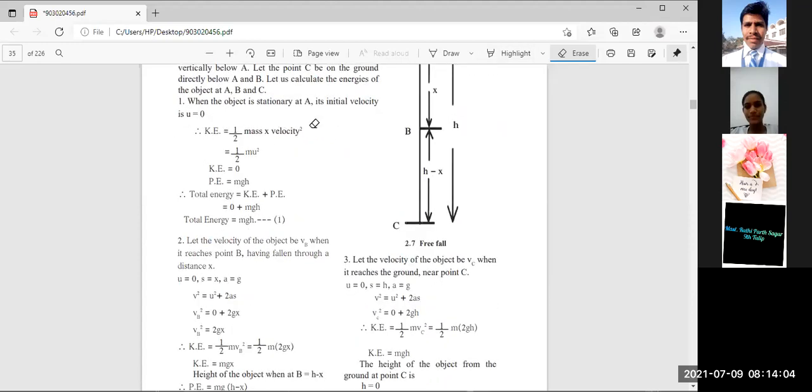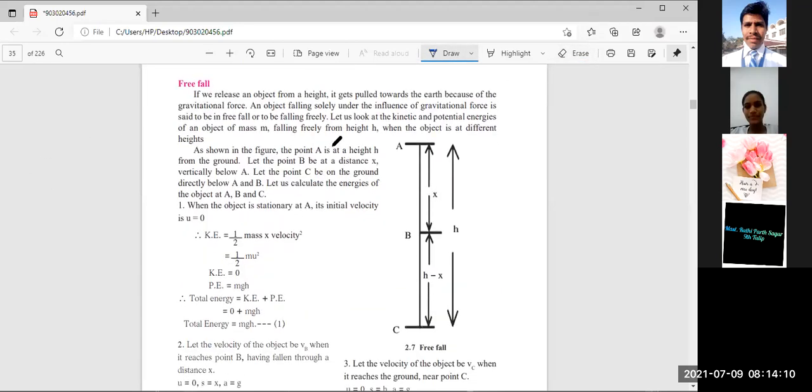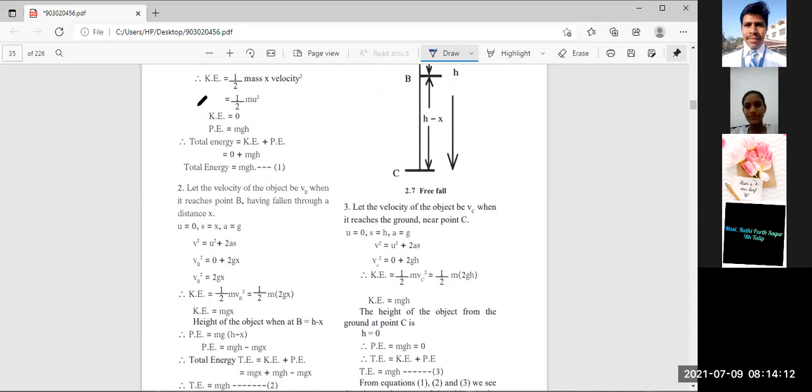So kinetic energy is equal to half into m into velocity square. Initial velocity is 0, so kinetic energy is 0 at point A, the stationary point. Then we'll get total energy is equal to kinetic energy plus mgh. And due to its state, it gets the potential energy mgh. So we'll get the potential energy mgh for point A.